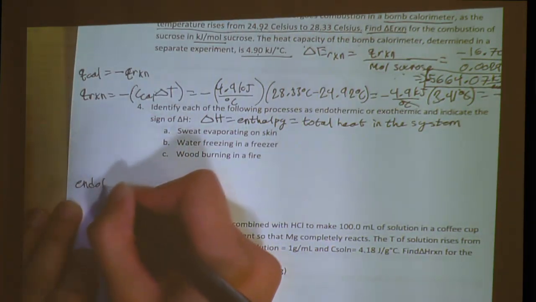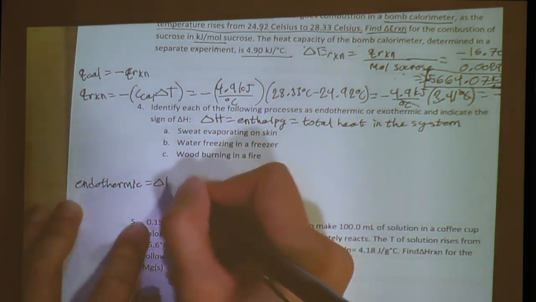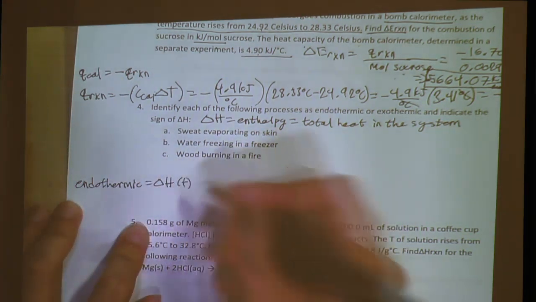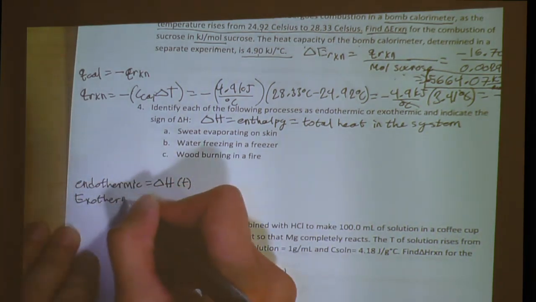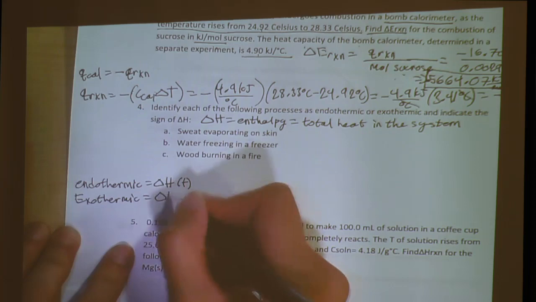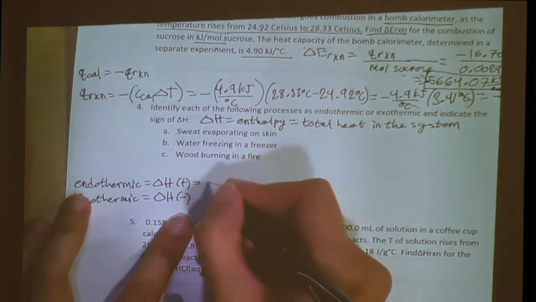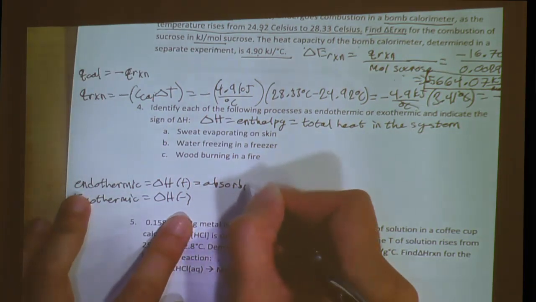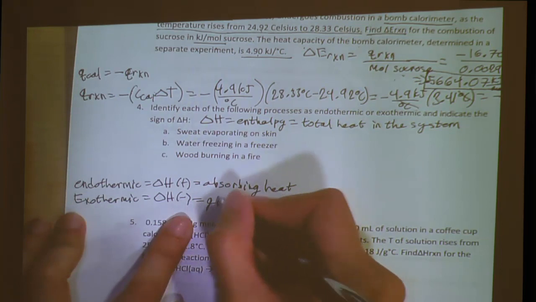Endothermic means that your sign of delta H is positive, right? And exothermic means that your sign of delta H is negative. So endothermic means that you're absorbing heat, and exothermic means you're giving off heat.